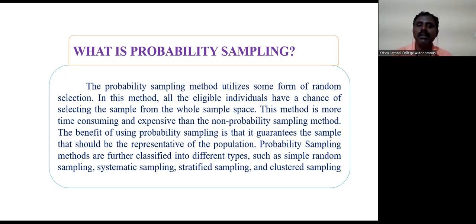These probability sampling methods are further classified into different types, such as simple random sampling, systematic sampling, stratified sampling, and cluster sampling. So probability sampling is nothing but random selection, how to randomly select samples from the given population. That is known as probability sampling.